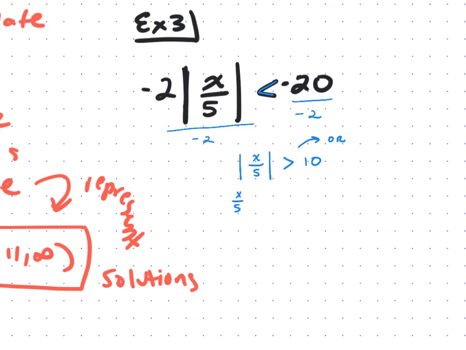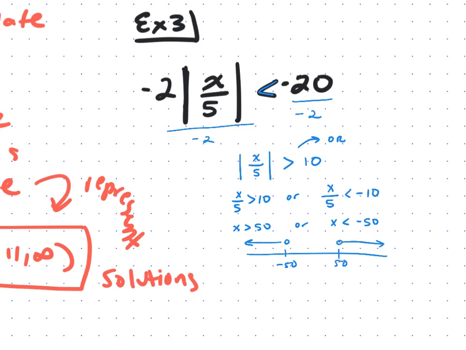So x over 5 could be greater than 10, or x over 5, let's flip it, double flip, less than -10. So x could be greater than 50. I multiply both sides by 5. Or x could be less than -50. So there's some symmetry here. So less than -50, greater than 50.